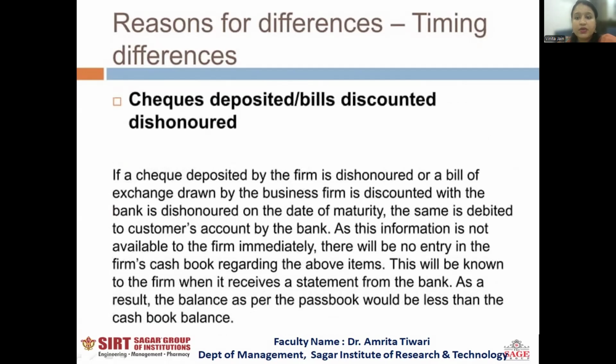Cheque deposited or bill discounted and dishonored. If a cheque deposited by the firm is dishonored, or a bill of exchange drawn by the business firm and discounted with the bank is dishonored on the date of maturity, the same is debited to the customer's account by the bank. As this information is not available to the firm immediately, there will be no entry in the firm's cash book. It will be known to the firm when it receives the statement from the bank. As a result, the balance as per the passbook would be less than the cash book balance.